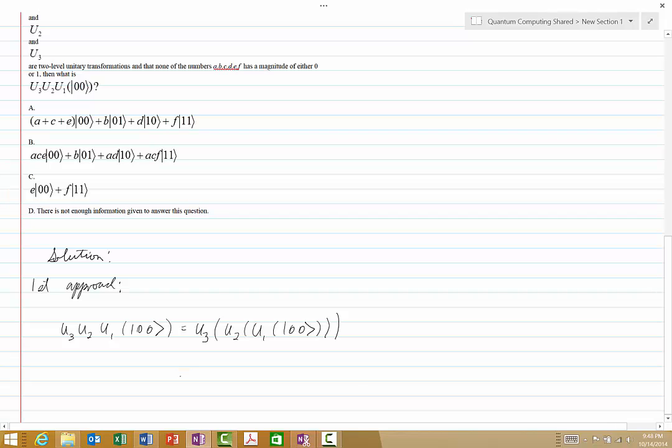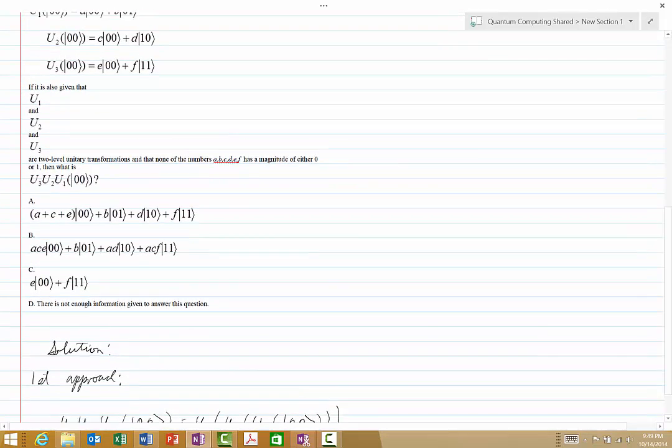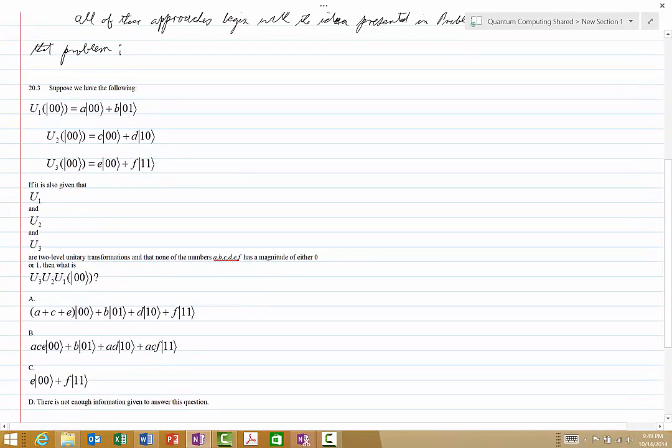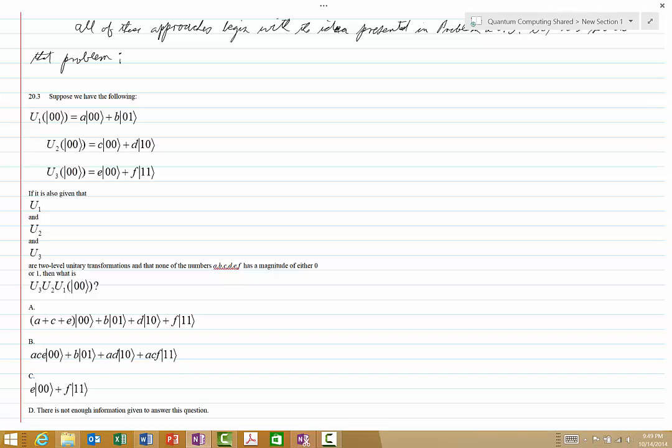Okay? So now, before we actually compute this, let me make a note for you. Let's come back up here and look at the given information. Let's start with U1. U1 is 2 level, and we're told here that U1 of the 0, 0 ket is A0, 0 plus B0, 1, where B is not equal to 0.